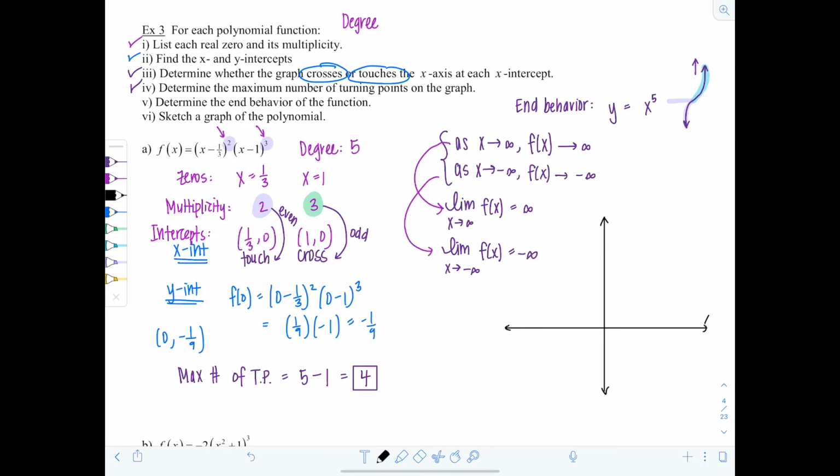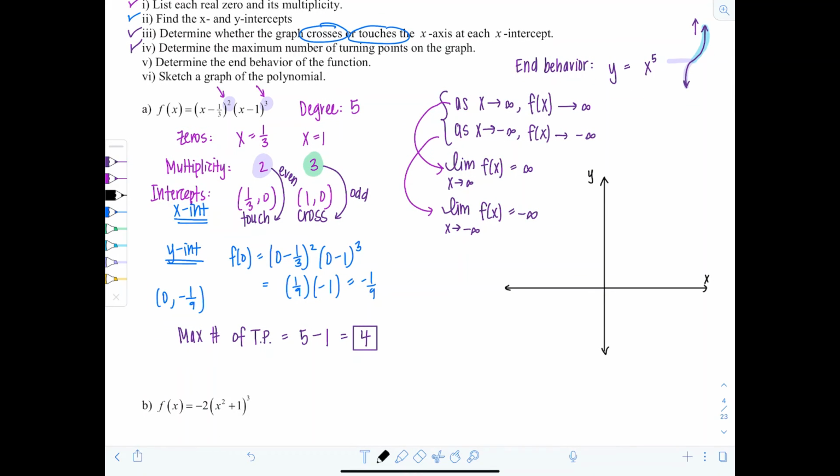So label everything. Here's the x-axis, here's the y-axis. From here, one of my intercepts is at 1. So this is 1/3. And then negative 1/9, you just go, hey, here's negative 1/9. It's my graph, I say so. Okay, y-intercept's here, x-intercept is here, x-intercept is here. Now look at the end behavior.